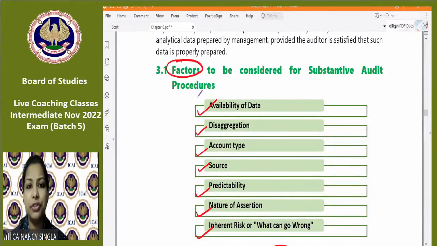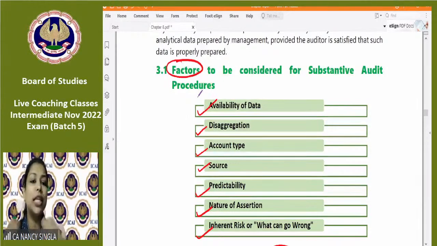Source. The routine kind of transactions, purchases, sales, wages, salaries, you can apply analytical procedure. Traveling expense last year was 10,000. This year I'm expecting an increase of 5%. You can analyze that. But research and development expenditure, these are significant classes of transaction. You cannot assess or predict them.